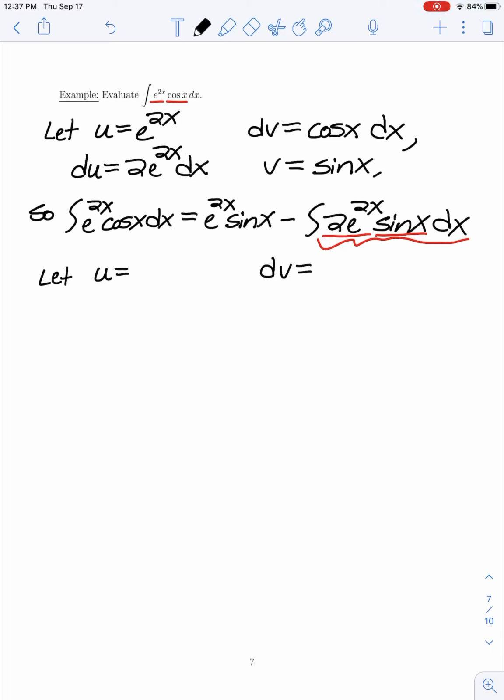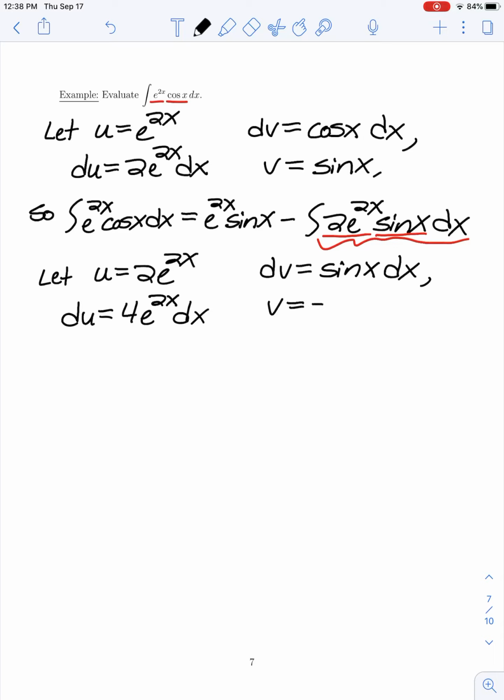Sticking with the choice that I made in the beginning of the problem, where I chose u as the exponential function, I'm also going to choose u as my exponential term here. That was 2 times e to the 2x, in which case dv is everything else, sine x dx. So finding du, by the chain rule, I would have 4e to the 2x dx, and v would be the antiderivative of sine x, which is negative cosine x.